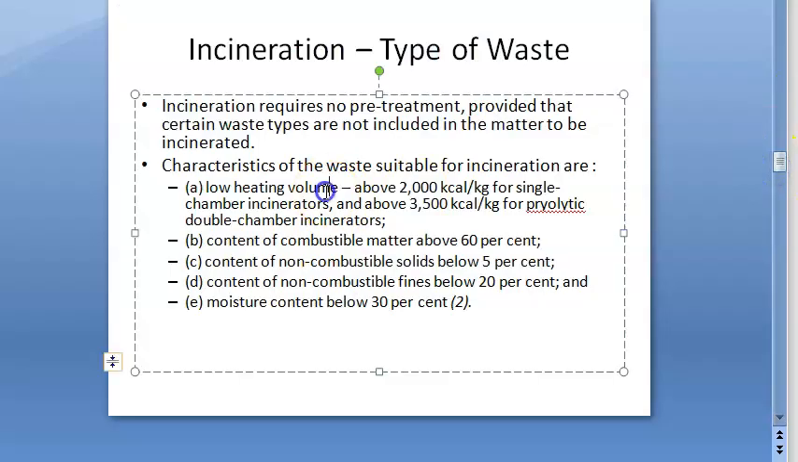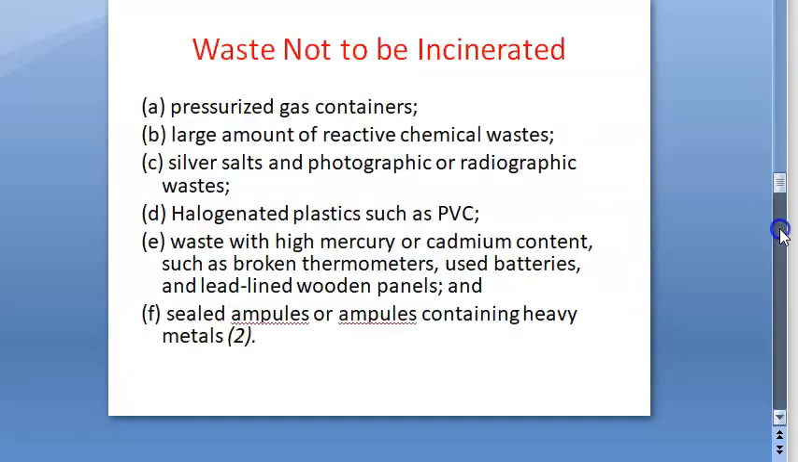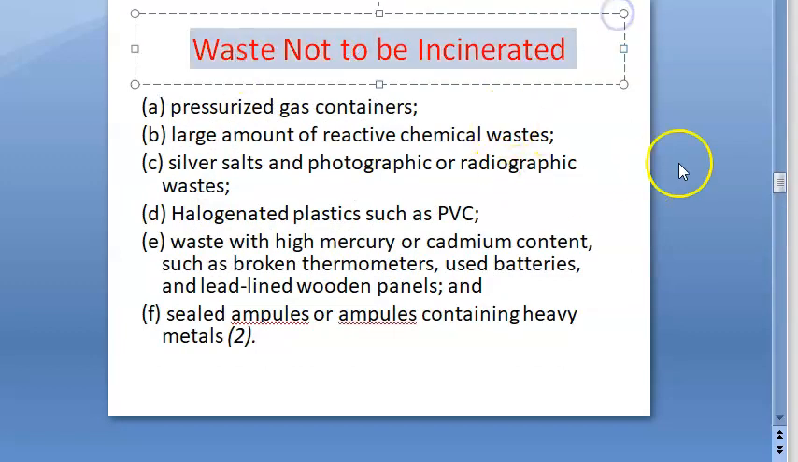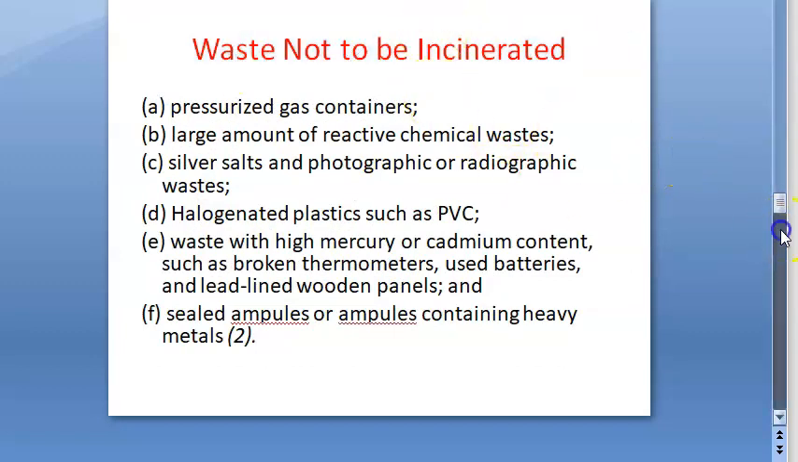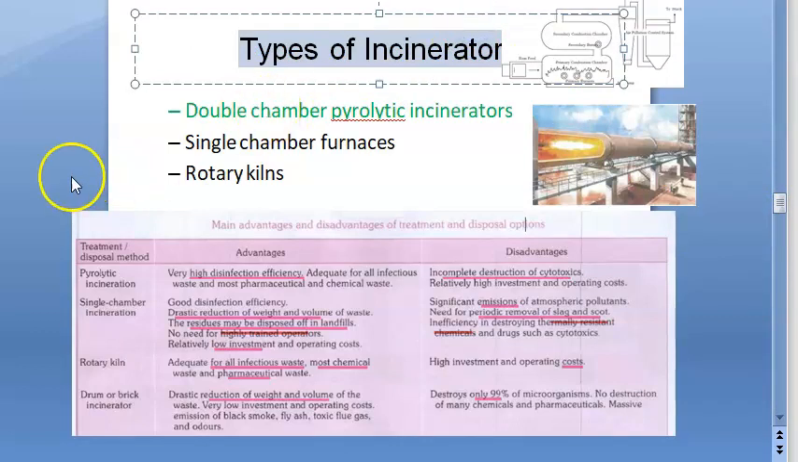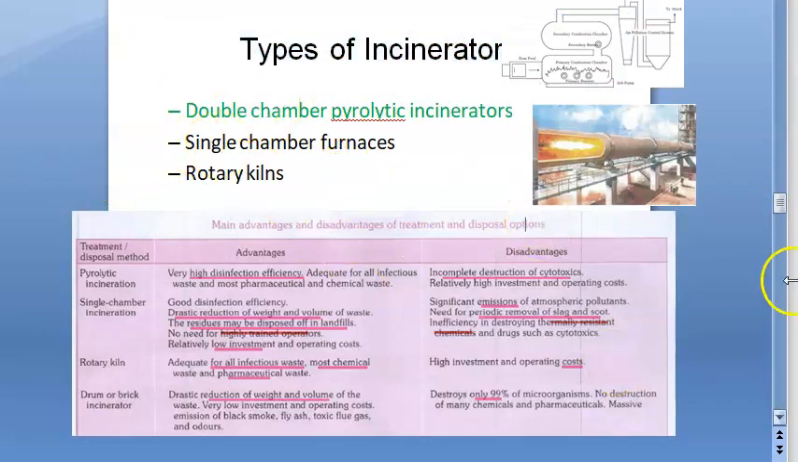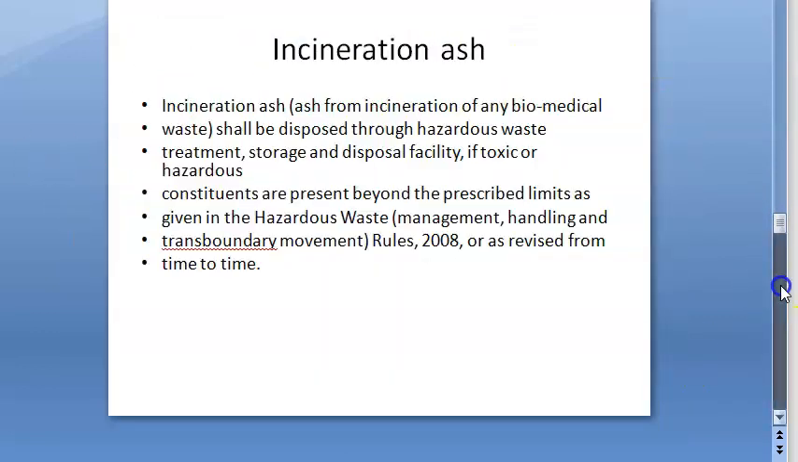We'll come to it. Incineration, what type of waste will you incinerate? There are some rules for it: how much non-combustible, how much combustible, how much moisture content should be there. That is the type of waste you incinerate. Remember, yellow goes to incineration. Waste that should not be incinerated, we will come to that. So types of incinerators, we have double chamber, single chamber, rotary kilns. We'll have to look at the details of this.